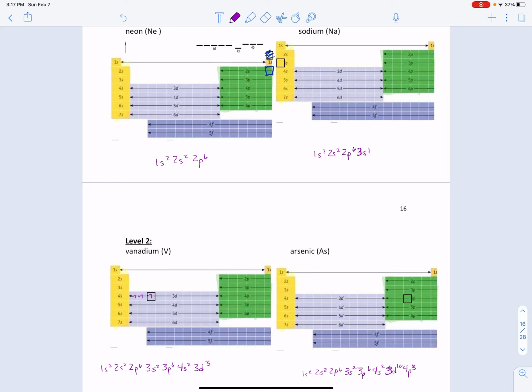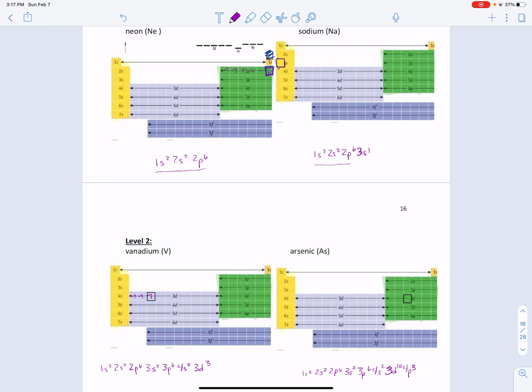These are the answers you should have gotten when you were doing neon and sodium, vanadium, and arsenic. So neon went all the way to the 6th p position. Sodium, we went all the way to exactly what we had before, but then sodium starts the 3 S's and he just has the 1.